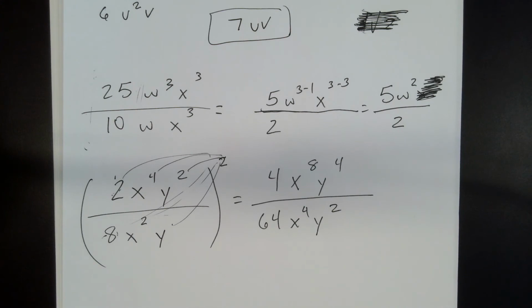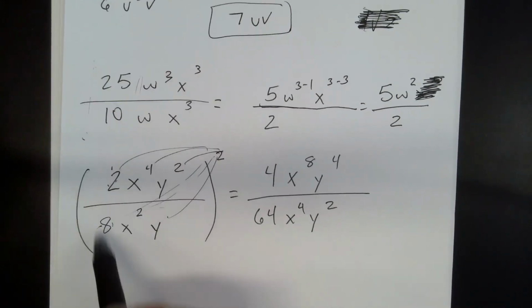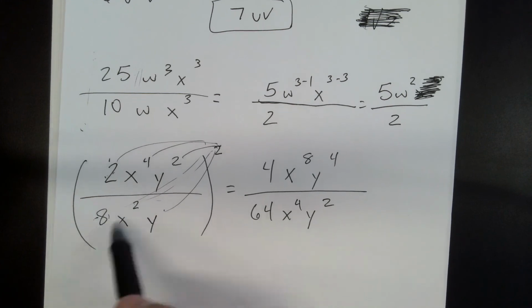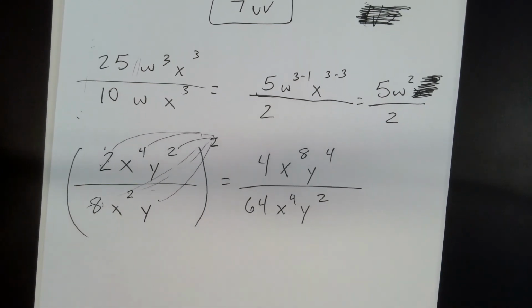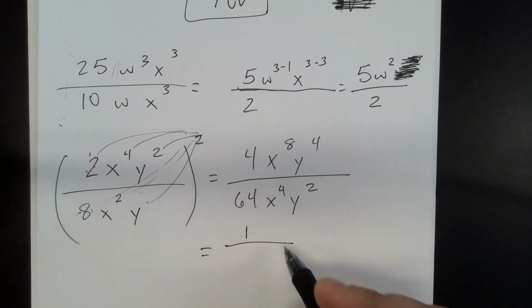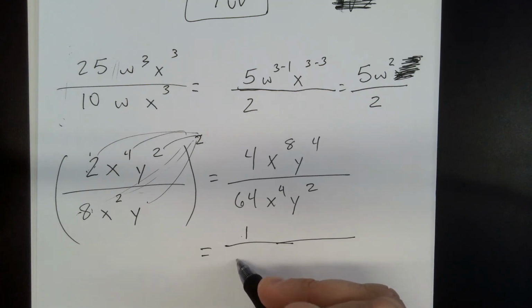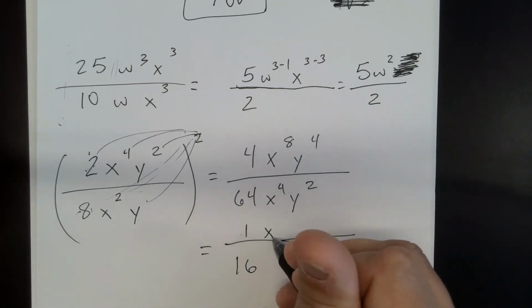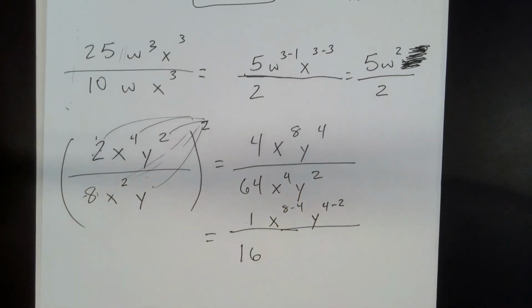Now, when you're looking at this problem, the reason why I told Ryan this is you don't want to reduce this here. Even though I think it would actually end up working, I like to distribute and then reduce it. Because reducing it here gives you 1 over what? 1 over 16. And then we have x to the 8th minus 4, y to the 4th minus 2.